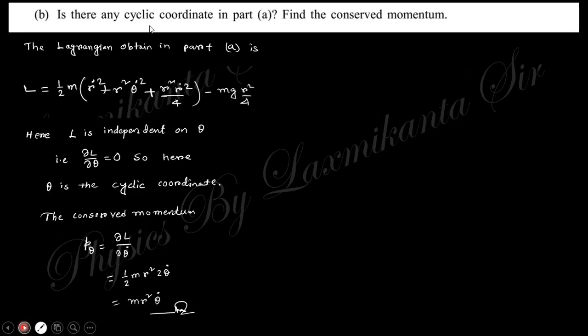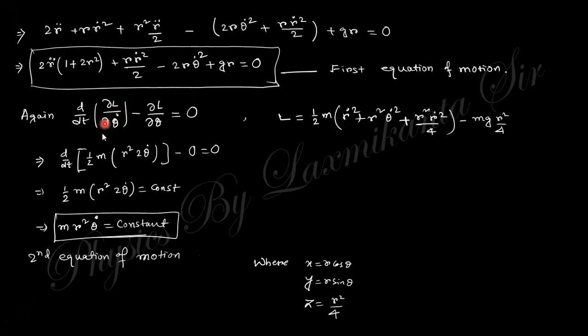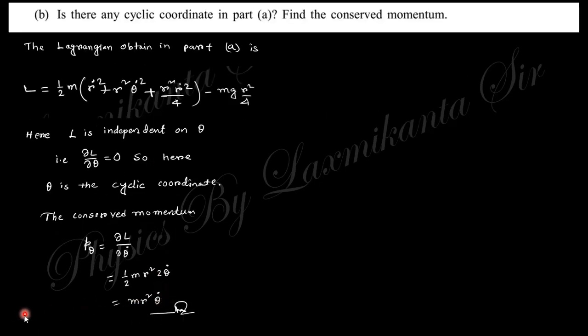Next question is, is there any cyclic coordinate in this part? You can see that within this Lagrangian there is no theta, so del L del theta must be 0. So theta is the cyclic coordinate and the corresponding momentum is del L del theta dot. Just del L del theta dot is this part. Okay, so this is the corresponding momentum.